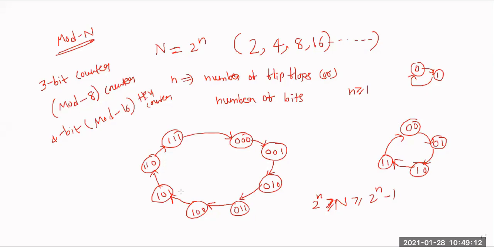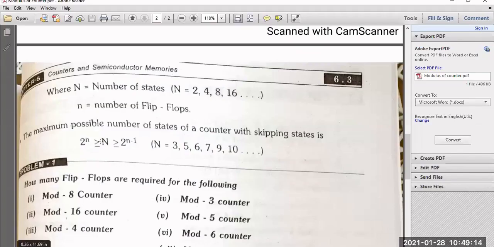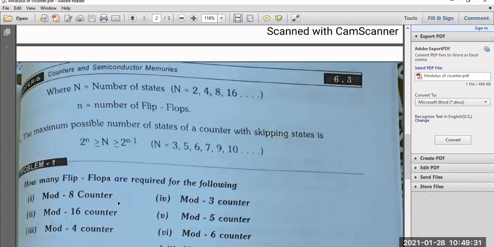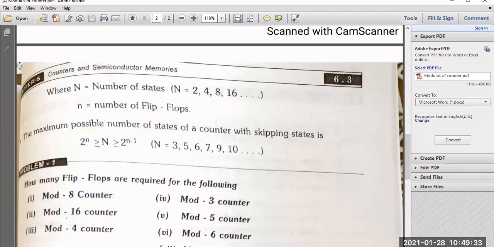They will ask a question like how many flip flops are required for the following counters. So can anyone tell for mod 8 counter how many flip flops are required? 3, sir. Yeah, 3. Very good. 3 flip flops are required. So that is for the first question.